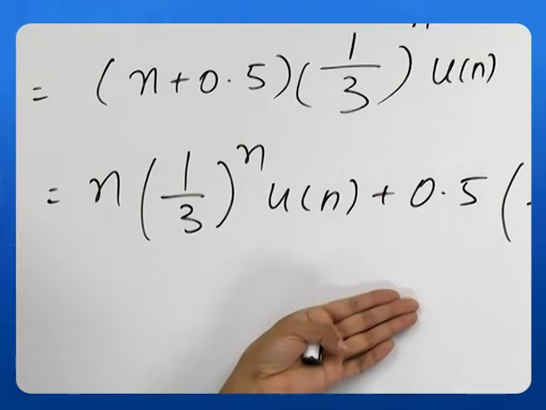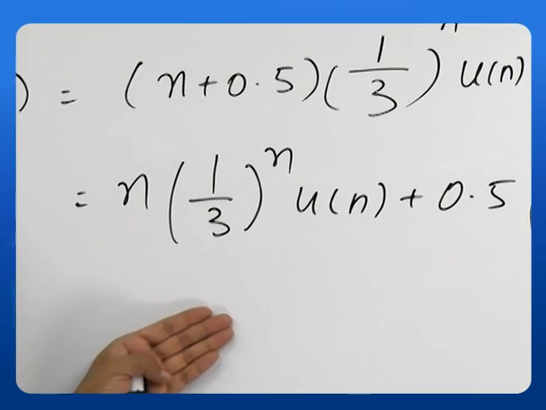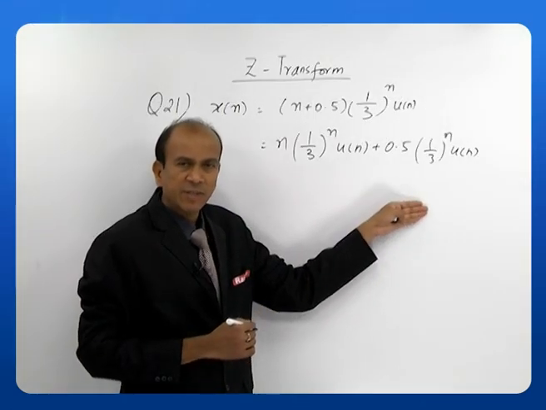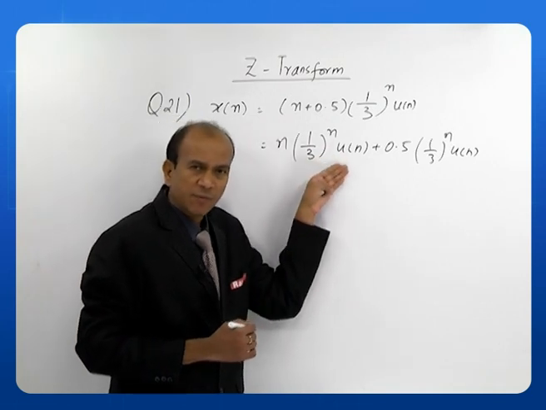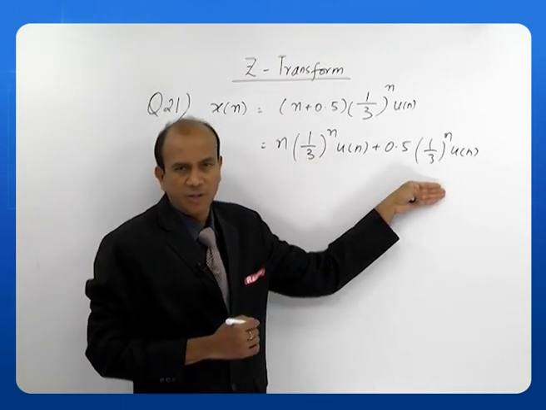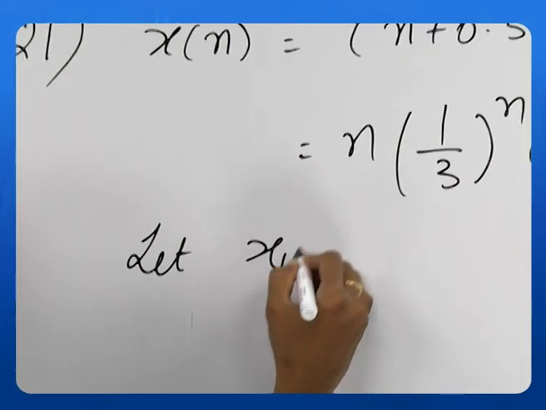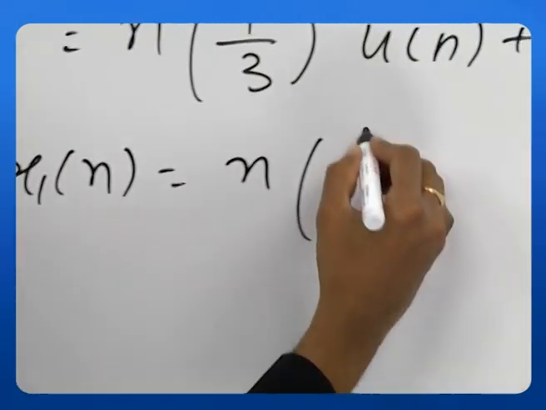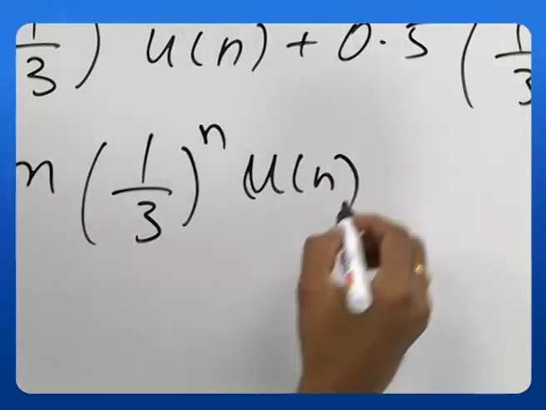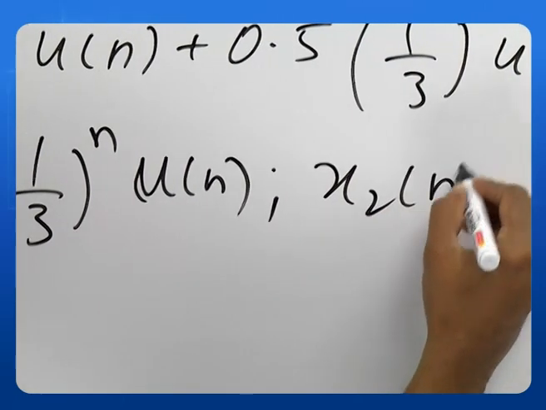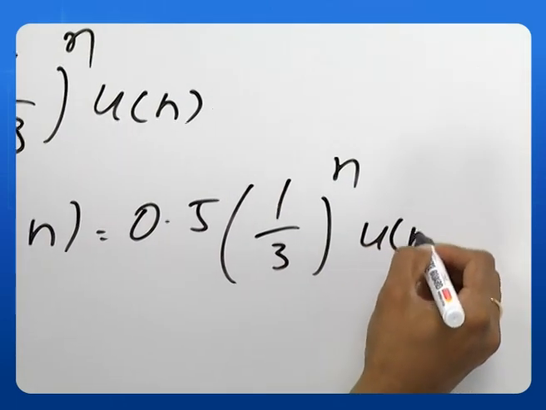So we have to use the linearity or superposition theorem, which says that if x1 of n is having a z transform x1 of z and x2 of n is having a z transform x2 of z, then total z transform will be the summation of x1 of z plus x2 of z. So let's take that into consideration. Now let x1 of n be equal to n into 1 by 3 whole to the power of n u of n. Similarly, I will say x2 of n is equal to 0.5 1 by 3 n u of n.